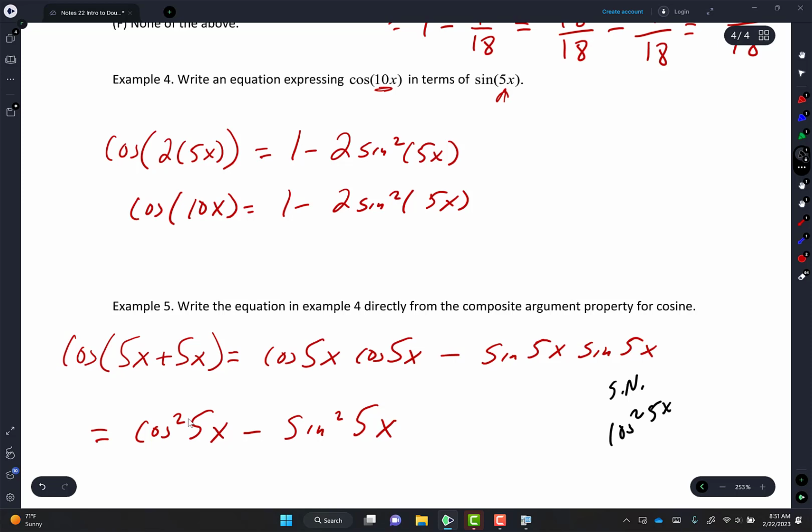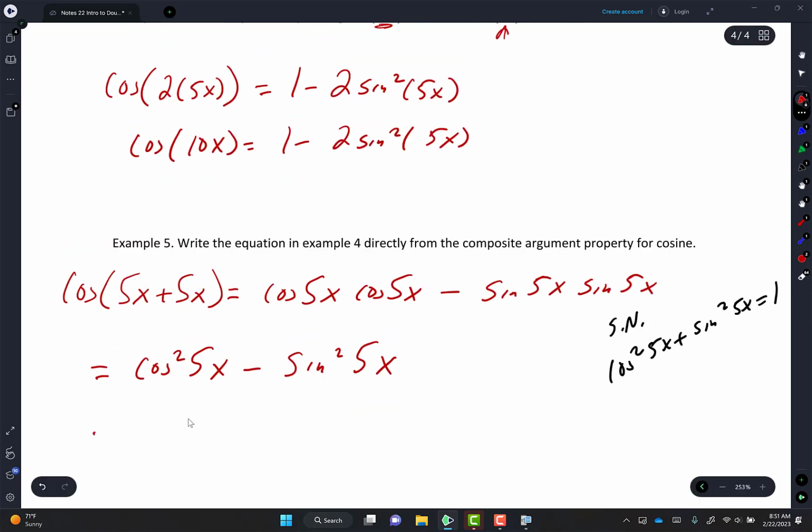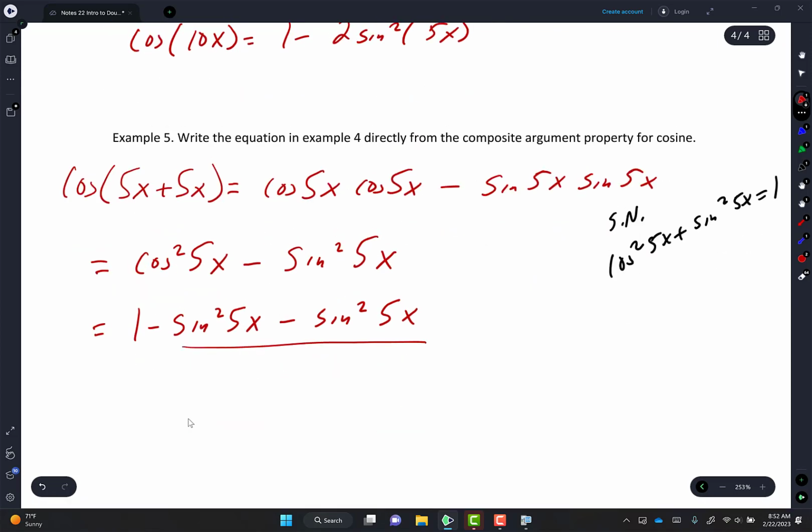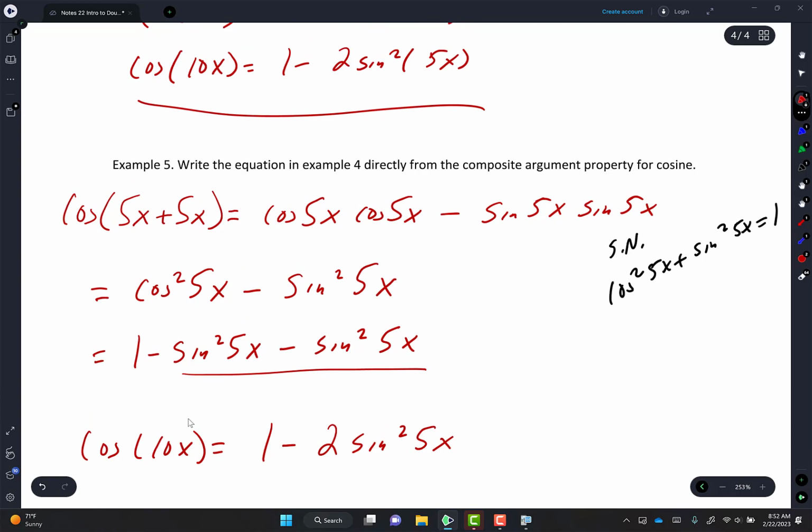Cosine squared 5x plus sine squared of 5x is equal to 1. So I'm going to replace cosine squared 5x with 1 minus sine squared 5x. So here we go. 1 minus sine squared 5x minus sine squared 5x. I have 2 of those. So cosine 10x is nothing more than 1 minus 2 sine squared of 5x. That's exactly what I have up there. If you want to put the 5x in parentheses, you can.